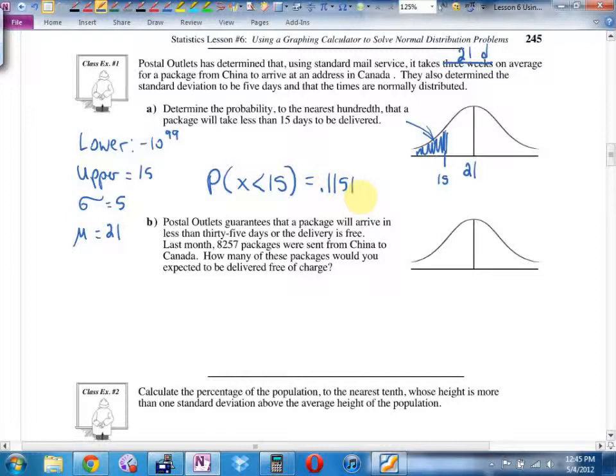So, they guarantee that a package will arrive in less than 35 days or the delivery is free. Right? Oh, did they say less than? Yes? You see how I'm ripping the question apart phrase by phrase?